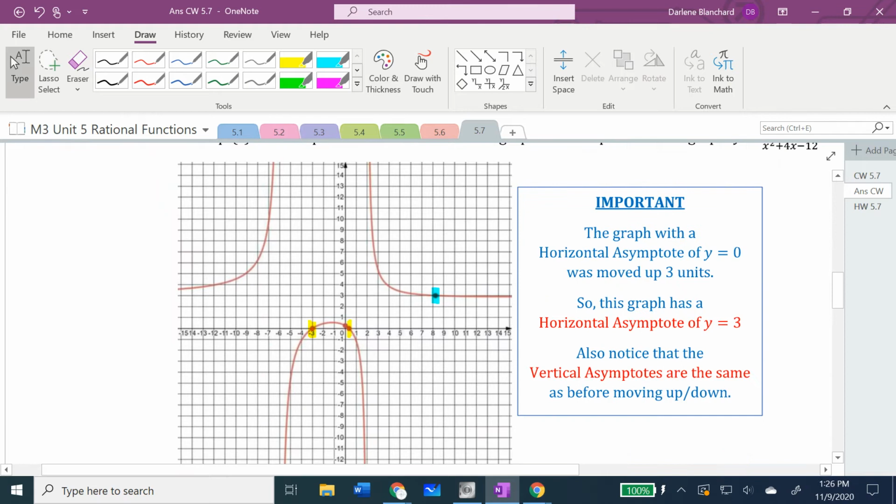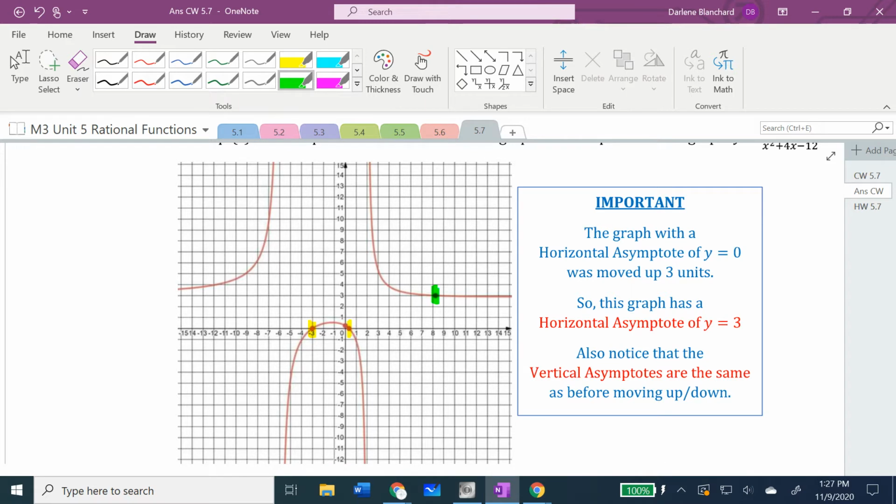So, very important. Understand that by moving the graph up 3 units, we went from a horizontal asymptote of 0 to a horizontal asymptote at 3. And also, as we move up 3 units, the vertical asymptotes did not change. We also know that the horizontal asymptote does get crossed right here.